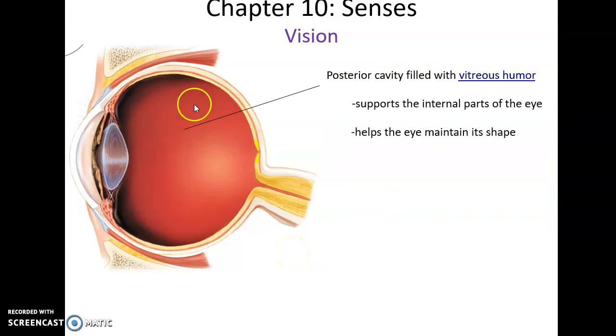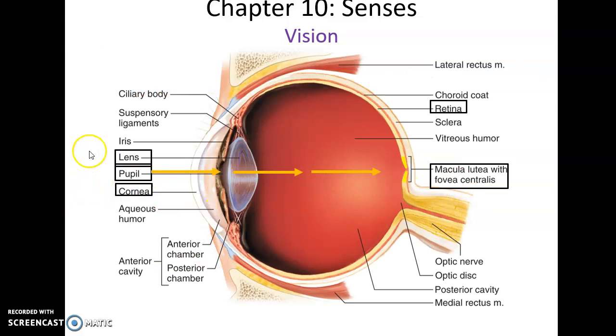The posterior chamber of the eyeball is filled with a gelatinous mass called the vitreous humor. The vitreous humor is important for supporting the retina, keeping it pushed to the surface of the inner eyeball, and it also helps to maintain the eye's shape. So vitreous humor is an important gelatinous mass.